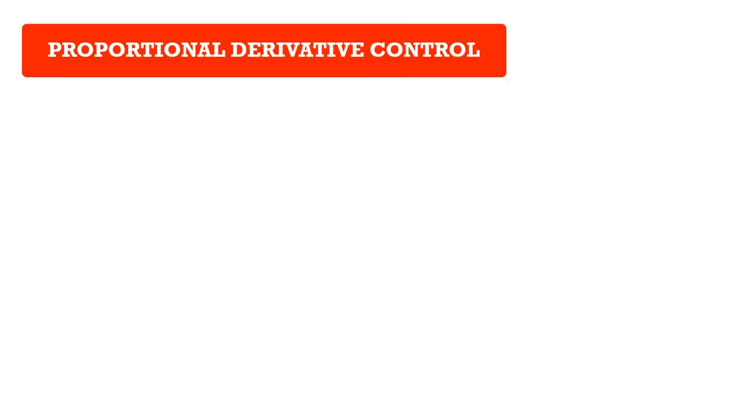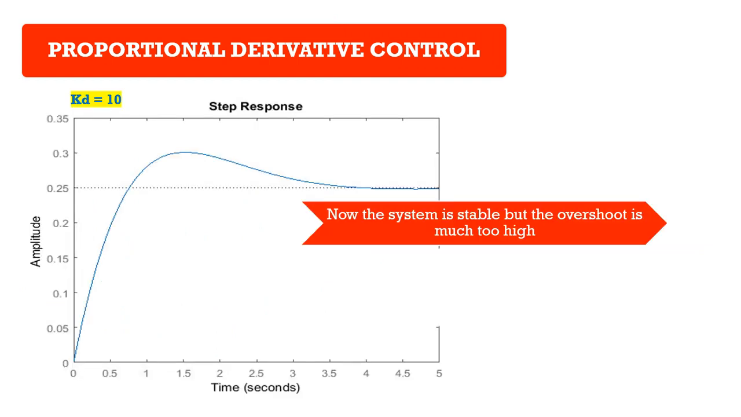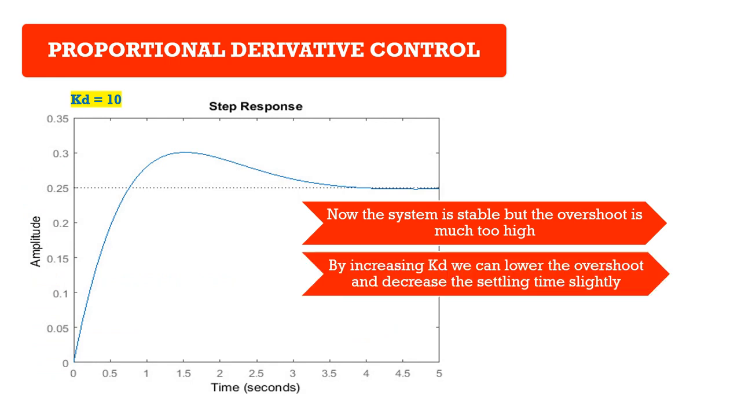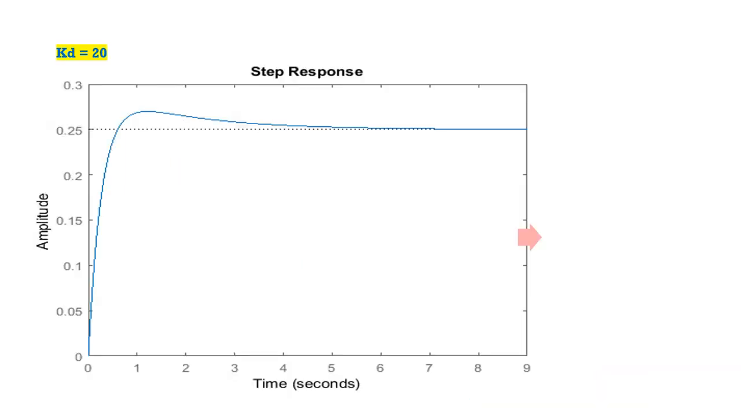Then we talk about proportional derivative control. Now we will add a derivative term to the controller. Copy the following lines of code to your M file and run it to view the system's response to this control method. Your plot should be similar to the following. Now the system is stable, but the overshoot is much too high and the settling time needs to come down a bit. From the PID sections, we understand that by increasing Kd, we can lower the overshoot and decrease the settling time slightly. Therefore, make Kd equal to 20 in your M file and run it again. You should get the output like this.